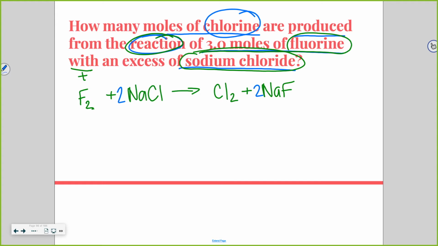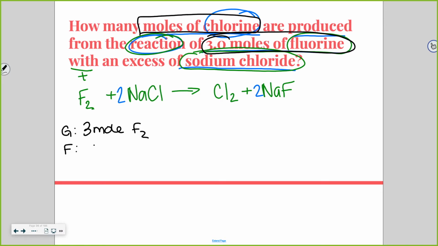We wrote our equation. We got our coefficients. Let's go ahead and solve. So they gave me 3 moles of fluorine given. This is why it's so important to identify your given and find, because after all this, if you don't identify those, you're so bogged down in everything else that just happened, you may get confused. And you want to find how many moles of chlorine.